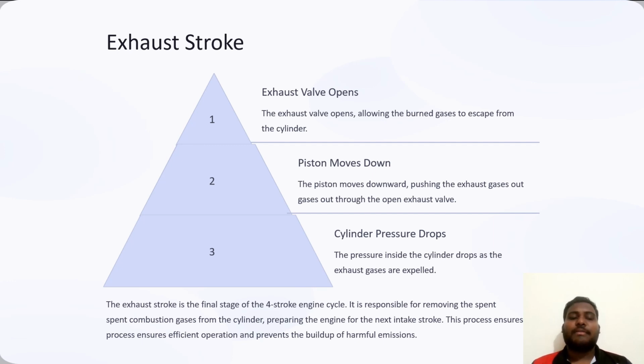The exhaust stroke, the final stage of the four-stroke engine, is responsible for removing the combusted gases from the cylinder, preparing the engine for the next intake stroke, or suction stroke. This process ensures effective operation and prevents the buildup of harmful emissions.